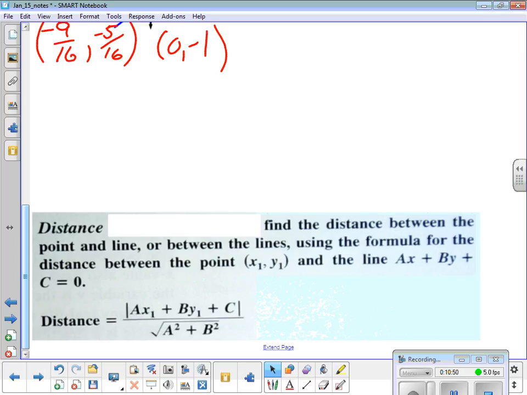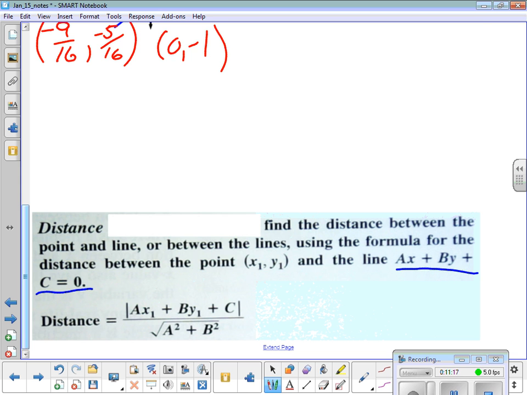Okay, so now this one here says that to define the distance between a point and a line, or between lines, use the formula for the distance between the point (x1, y1) and the line ax + by + c = 0. Notice this part right here to begin with is that the equation of the line has to be equal to 0. And a, b, and c we want to be nice whole numbers.